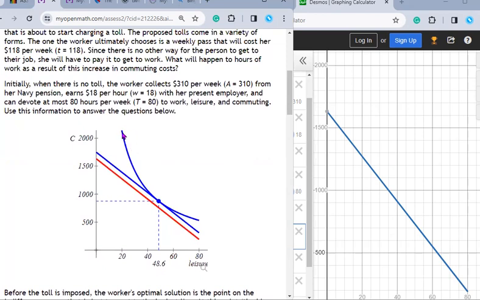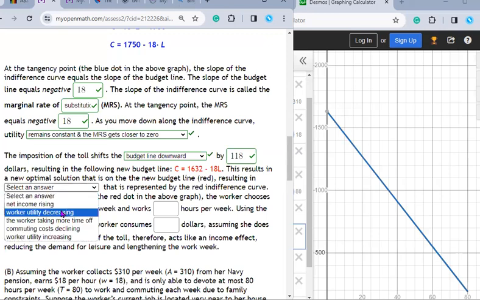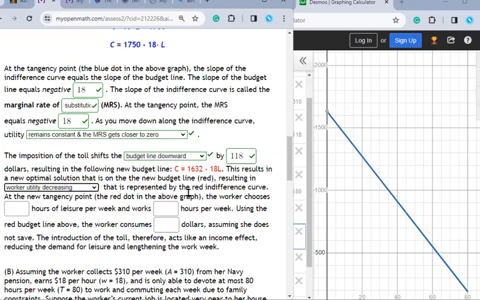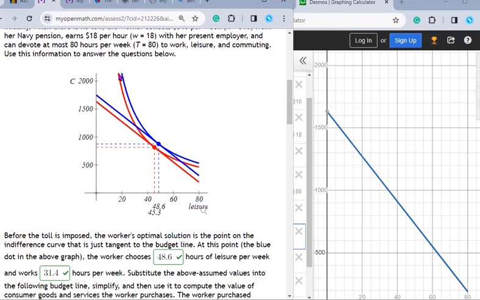Okay, so none of the points on the blue indifference curve are now affordable, right? They were affordable on the old budget line, but on the new budget line, none of them are affordable. So utility is going to be lower. This causes her utility to decline, until the resulting indifference curve is just tangent to the new budget line. And that happens at this point where leisure is 45.3, right?